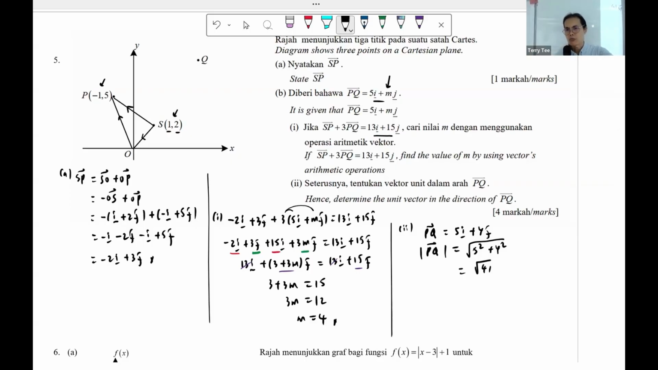Now, normally we don't write PQ arrow with a cap on top. For a unit vector, we normally just write a vector like this and then put a cap, the small letter. So here, up to you, you can call it U for unit vector, with a cap here. Take 5i plus 4j, divide by the magnitude. What's the magnitude? Square root of 41. That's it.